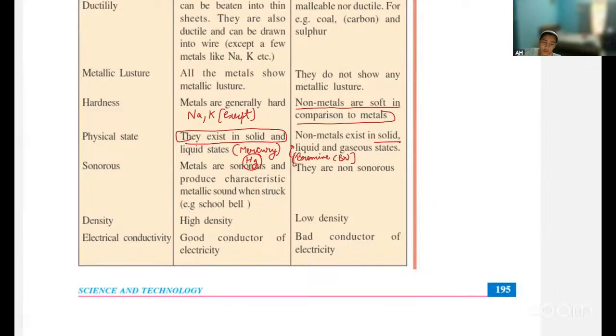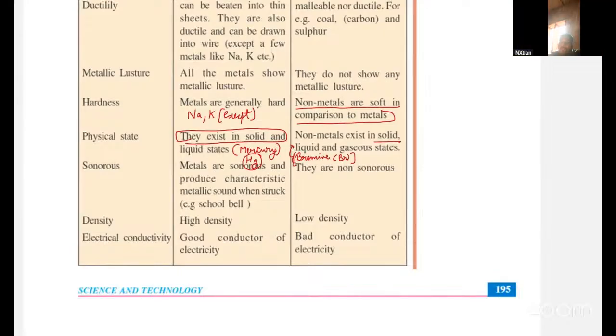There are one or two more elements also, but we have to learn this because in the MCQ they can ask an odd one out: carbon, bromine, phosphorus, and sulfur. Out of these you have to select bromine, because bromine is in the liquid state. What if they ask platinum, copper, gold, and mercury? Mercury will be the odd one out because it's in the liquid state. Otherwise, all are in the solid state.